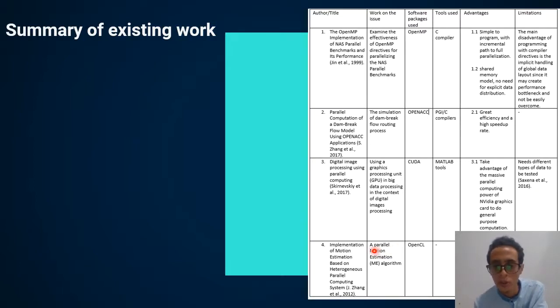The fourth paper was on the topic, implementation of motion estimation on heterogeneous parallel computing. The paper was published in 2012. They worked on the issue of a parallel motion estimation algorithm, and they used OpenCL as a software package.